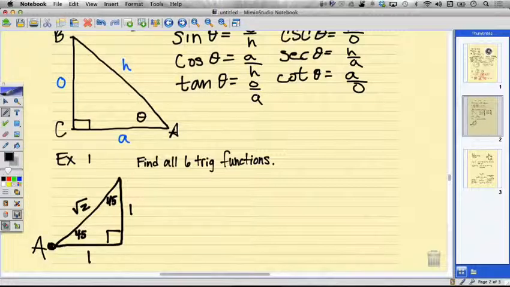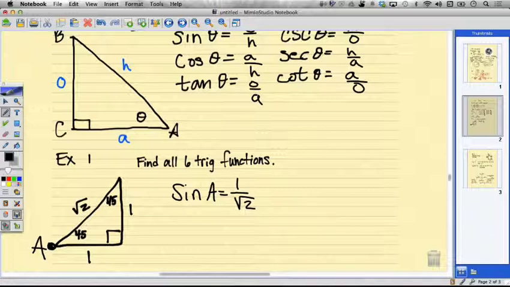All right? So at that point, find the trig functions for the angle at the bottom down there, where A is, right here. All right, let's write them. Sine of A is what? Don't rationalize. Just tell me straightforward. 1 over square root of 2.